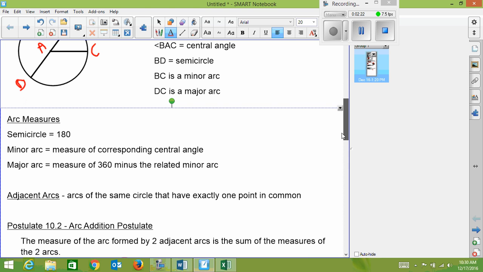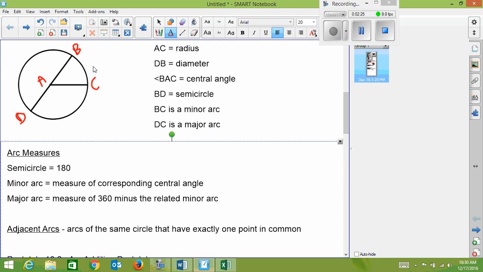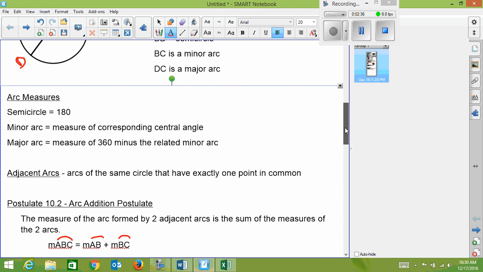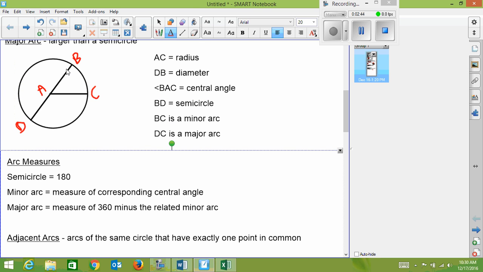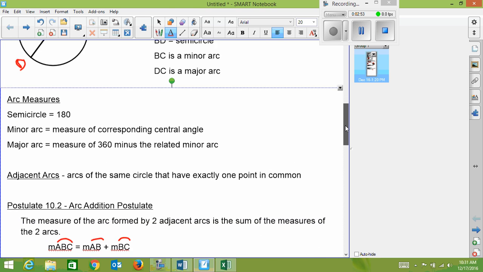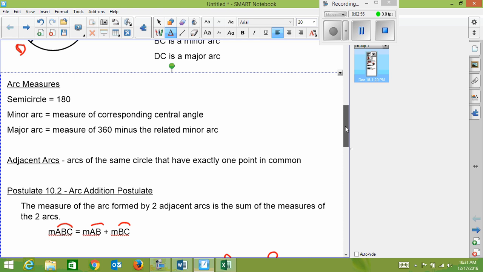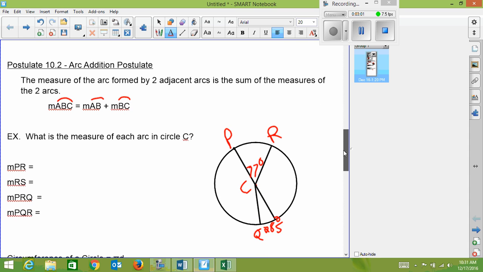Adjacent arcs are arcs of the same circle that have exactly one point in common. So in other words, arcs that are connected. So for instance, B to C, C to D, those would be adjacent. They're sharing point C. Postulate 10.2 says the measure of the arc formed by two adjacent arcs is the sum of the measures of the two arcs, which would make sense. Like I just said, if I was trying to get BC and CD, I would add them together. So the measure of arc ABC would equal the measure of arc AB and arc BC together.